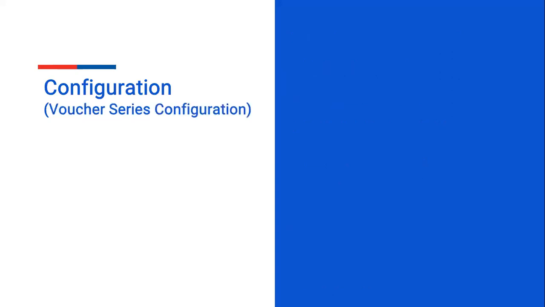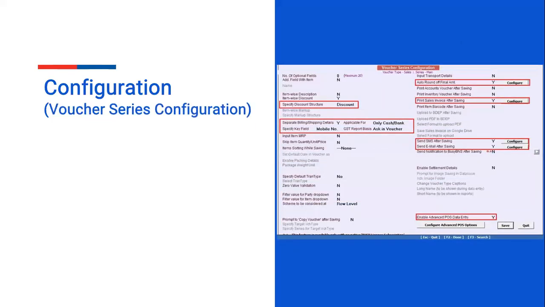Configuration, voucher series configuration. What voucher series configuration do we have to do in Busy? First, we have to enable item wise discount, for giving a discount on a particular item. So in voucher series configuration, we can enable item wise discount and maintain separate billing and shipping detail.